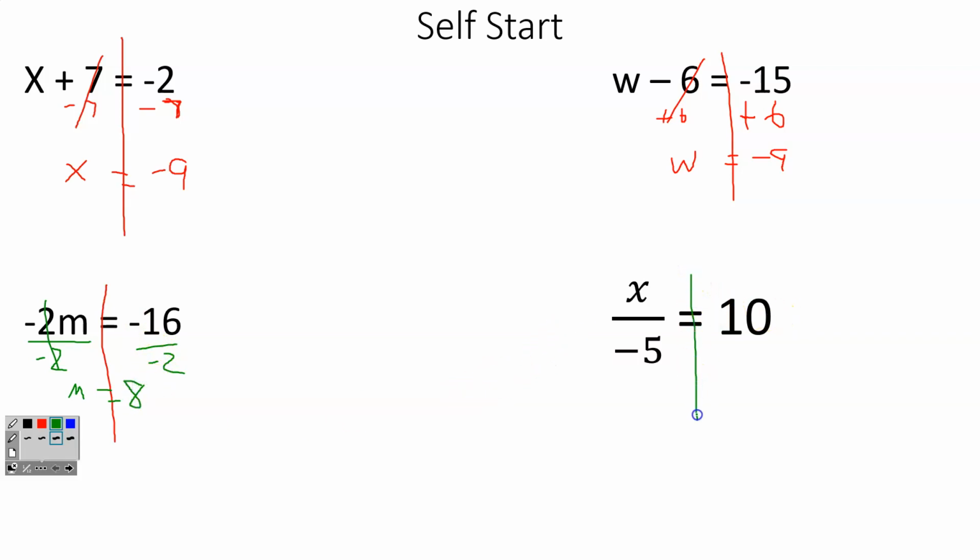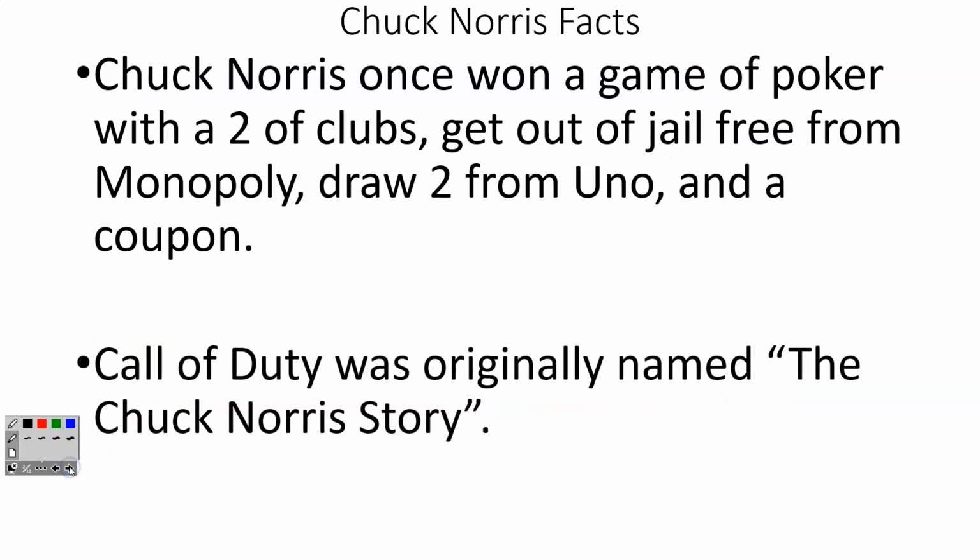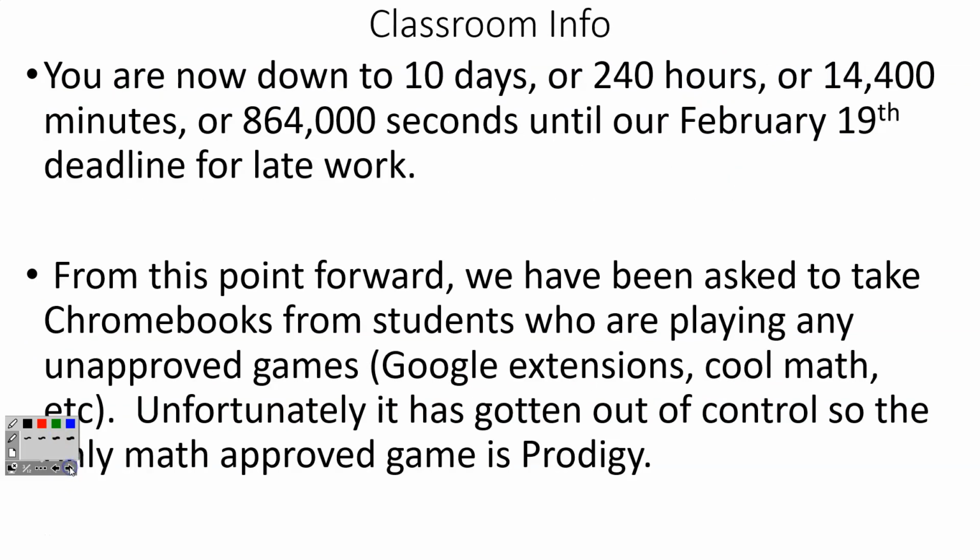And last one, draw my fence. This is the one that students struggle with the most. So when you have x divided by negative 5, that slash means divide. The opposite is to multiply both sides by a negative 5. That's going to give me an x on this side and a negative 50 on this side. And there you go. There's your Chuck Norris facts for the day.